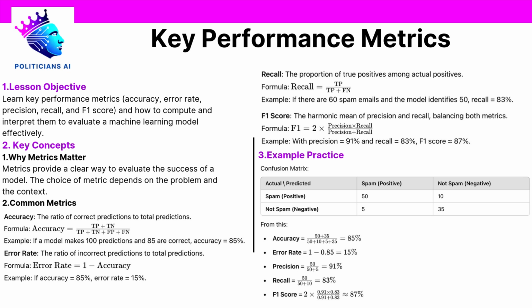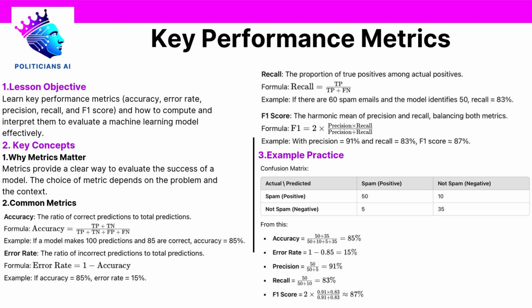So far, we've introduced accuracy, error rate, precision, recall, and the F1 score. These metrics each provide a different perspective on your model's performance, and the key is knowing when to use which one. For instance, if you're working on a balanced dataset with no particular emphasis on false positives or false negatives, accuracy might be a good choice.